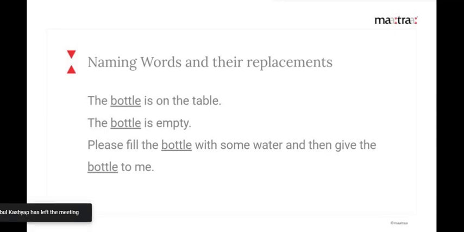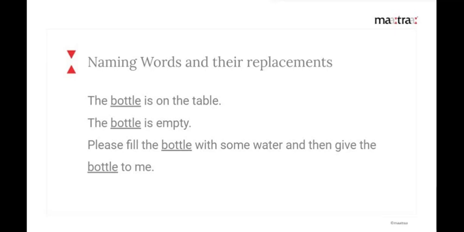It would be extremely boring for the speaker as well as the reader or listener if they had to keep hearing the same words again and again so many times. The bottle is on the table, the bottle is empty, please fill the bottle with some water and then give the bottle to me. Now let's watch, it just doesn't make sense, right?